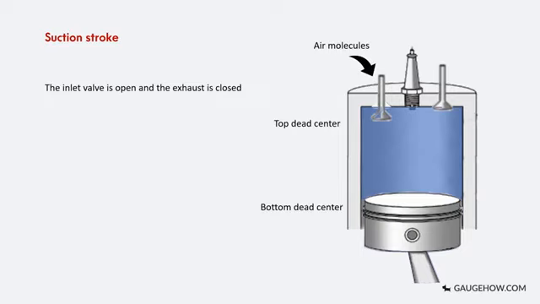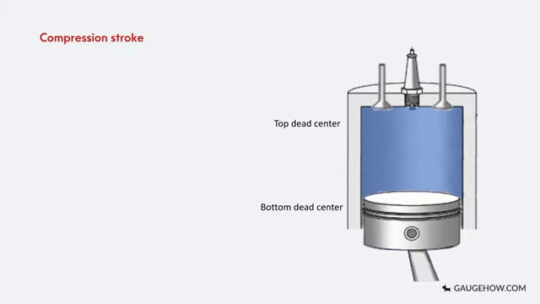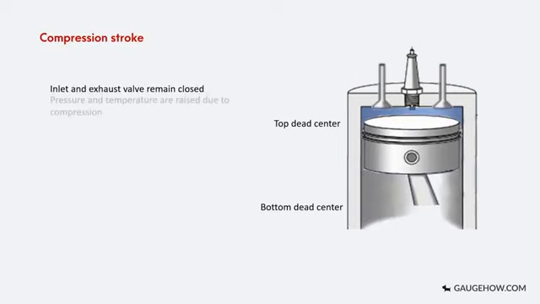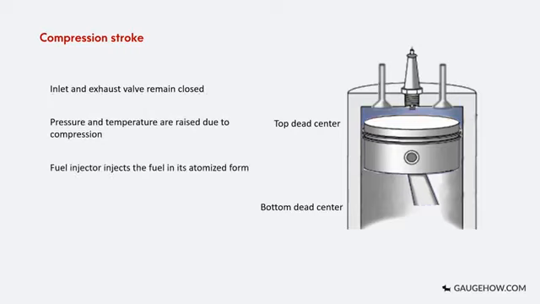In the second stroke, that is compression stroke, both valves remain closed. This isolates the combustion chamber from the atmosphere. Pressure and temperature are raised due to compression. Thus, it has a high compression ratio. At the end of the stroke, the fuel injector injects the fuel in its atomized form and compression helps the air to achieve its self-ignition temperature.